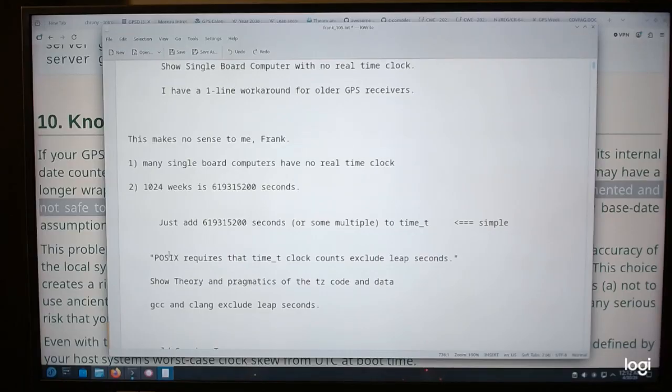Let me just, hold on just a second. Yeah, this makes no sense. All you have to do is add the 619 million seconds to time t. It's simple. That's all you got to do.